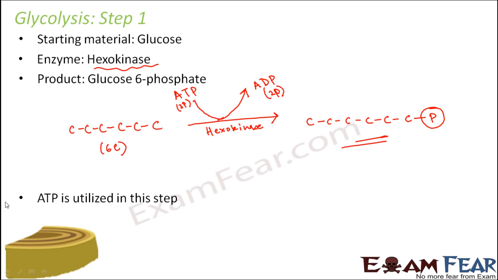So in this step, ATP is utilized. So when we say ATP is utilized, that means energy is utilized in this step. And what is this process called? The process where inorganic phosphate is added is known as phosphorylation. So adding an inorganic phosphate group is known as phosphorylation.